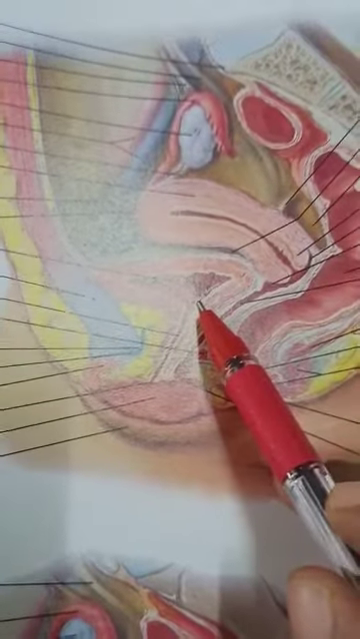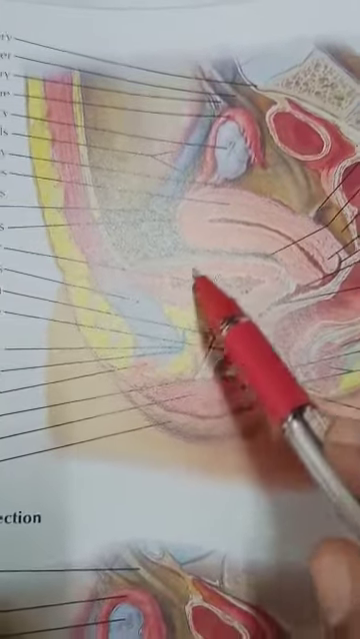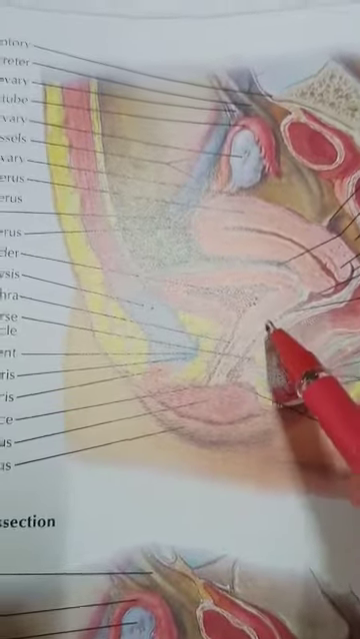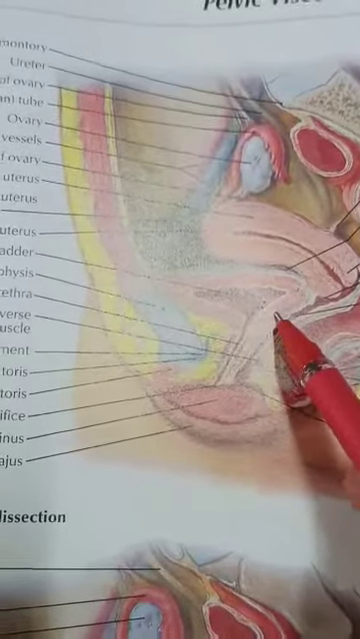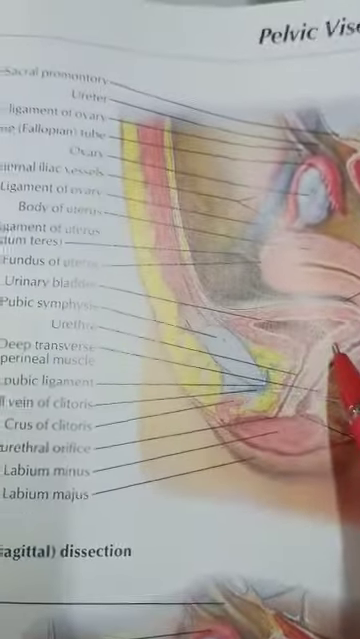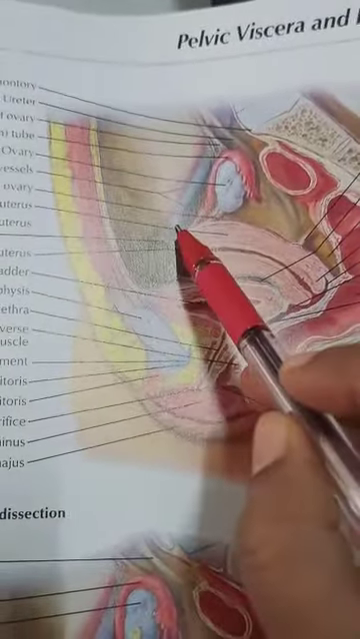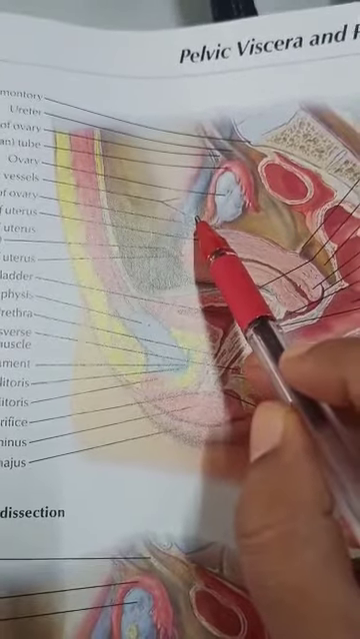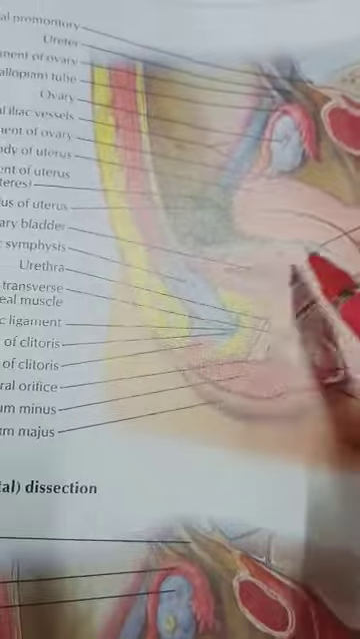The venous drainage is the veins from the urinary bladder. It forms a plexus surrounding the urinary bladder, and finally it drains into the internal iliac veins. These are the internal iliac veins. So it forms a venous plexus around the wall of the urinary bladder.